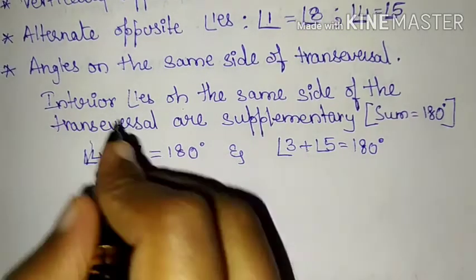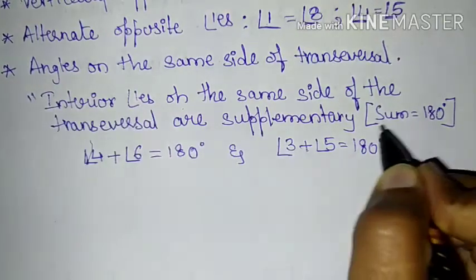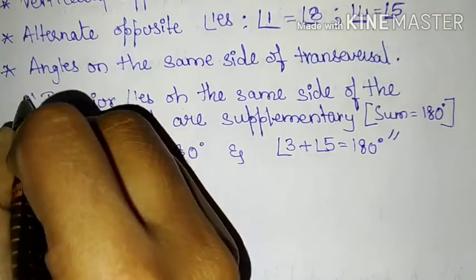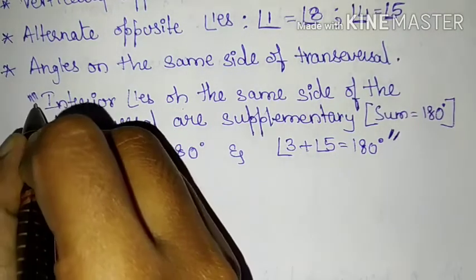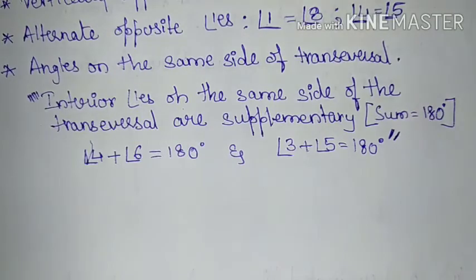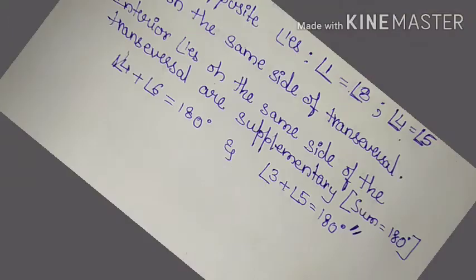So this whole thing that we discussed so far, about interior angles on the same side of the transversal, is itself Euclid's fifth postulate, which says that when the two lines are parallel, then the interior angles on the same side of the transversal are supplementary. That is not the actual statement. I have modified the statement for your understanding.